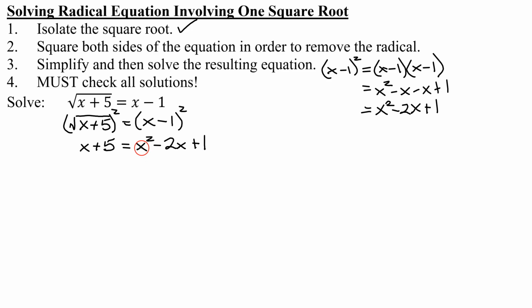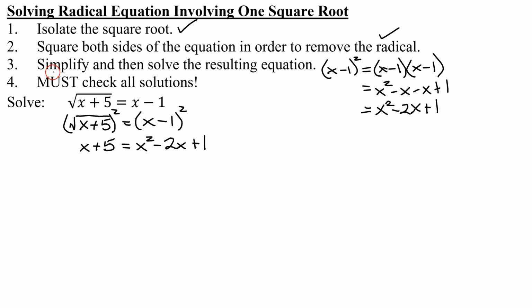The shorter method to square a binomial is take the first term and square it. So you take x and square it and get x squared. Middle term is twice the product. 2 times x times negative 1 is negative 2x. And then finally, last term squared, negative 1 all squared is positive 1. It doesn't matter which method you use as long as you get these three terms. So now we've finished step 2.